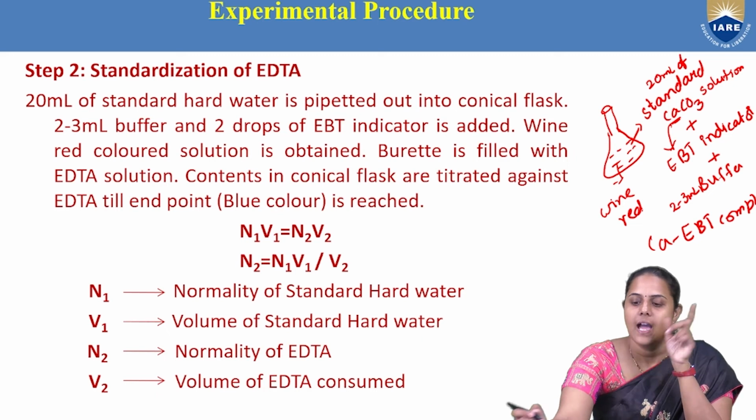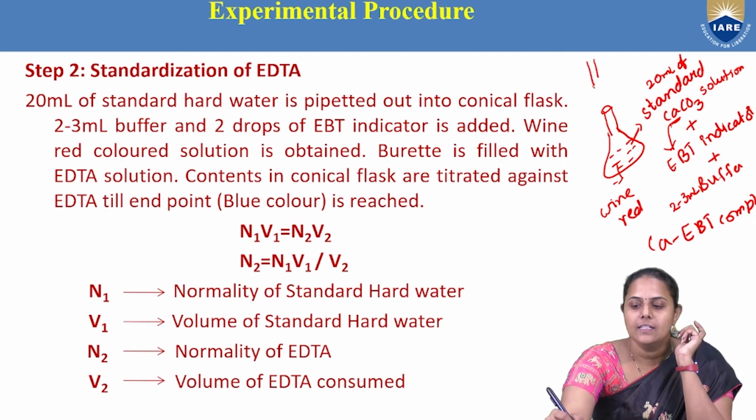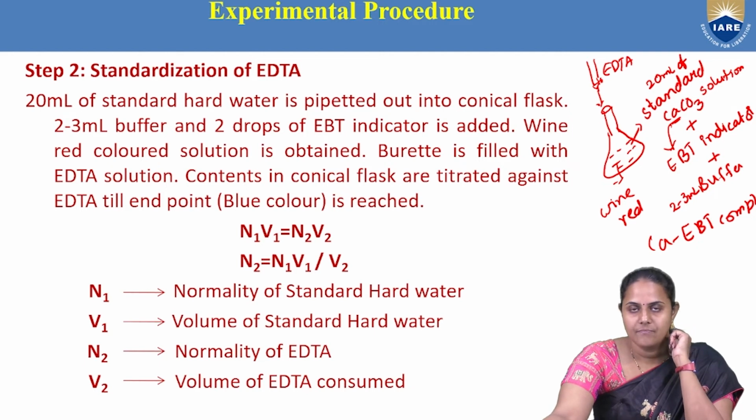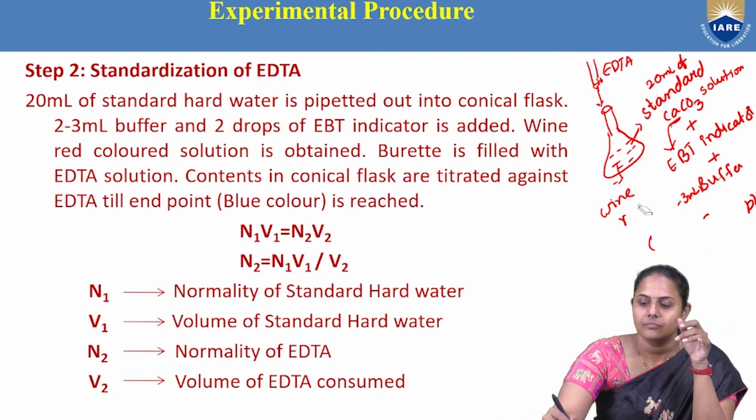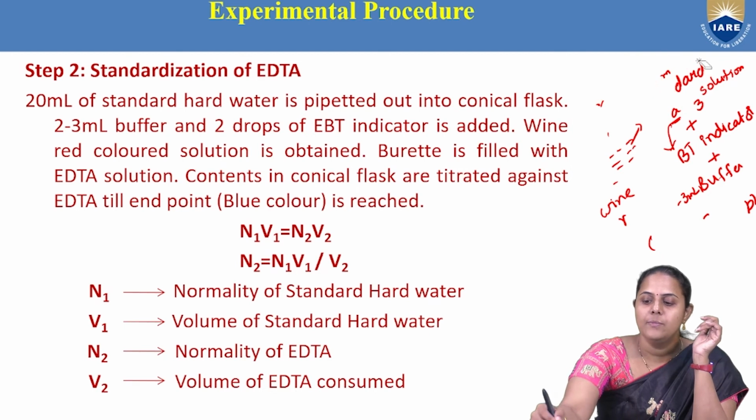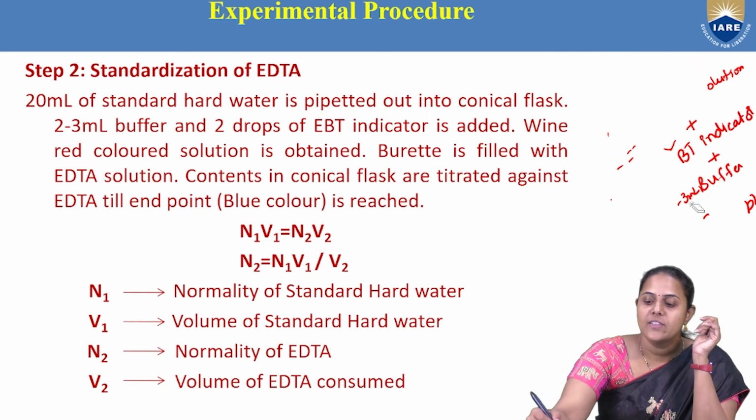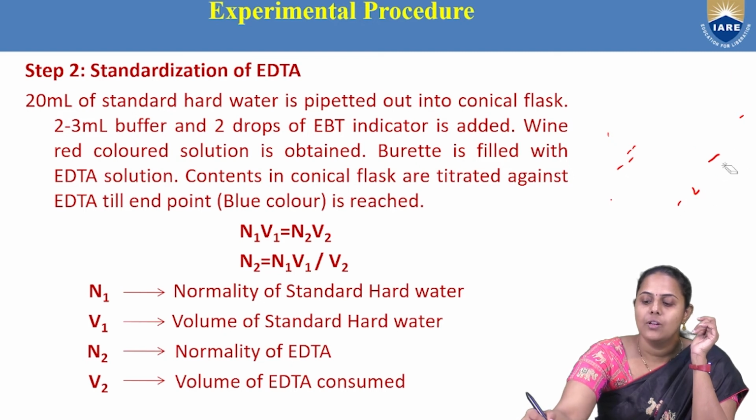Okay, now I will be taking EDTA in the burette and I will start titrating into the conical flask. Now what will happen? Blue color is obtained. It indicates that the endpoint is reached. Okay. Now the formula to calculate the concentration of EDTA is N1V1 is equal to N2V2.